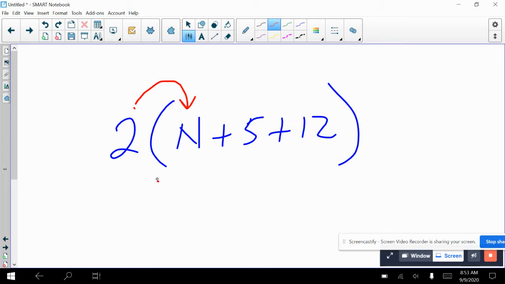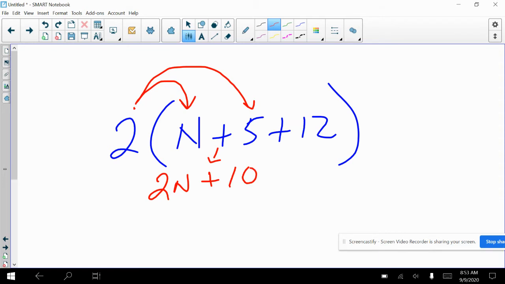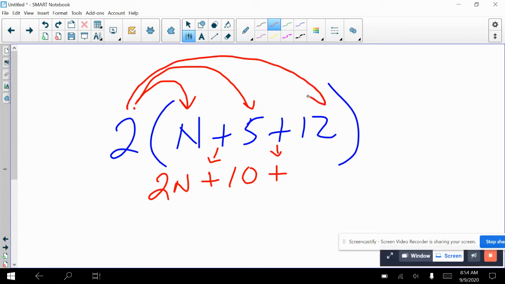2 times n is 2n. Bring down the sign. Go to the next house. 2 times 5 is 10. Bring down the sign. Whatever's there, that could be a subtraction sign. Okay, they don't all have to have the same sign. Whatever sign is there, you just bring down. Okay, now we got to go to the next house. 2 times 12.